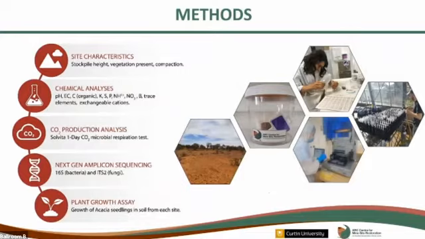We recorded site characteristics including stockpile height, stockpile type, amount of vegetation present, and soil compaction. We assessed soil chemical and physical properties, including bulk density, pH, organic carbon, nitrate nitrogen, iron and other soil nutrients. We used 1-day CO2 tests to assess microbial respiration, which can be used to infer microbial activity, and we used next generation sequencing to determine fungal and bacterial composition. As per Justin Valliere's talk just prior to mine, we also conducted a plant growth assay to test the growth of the study species, Acacia saligna, in soil from each site.